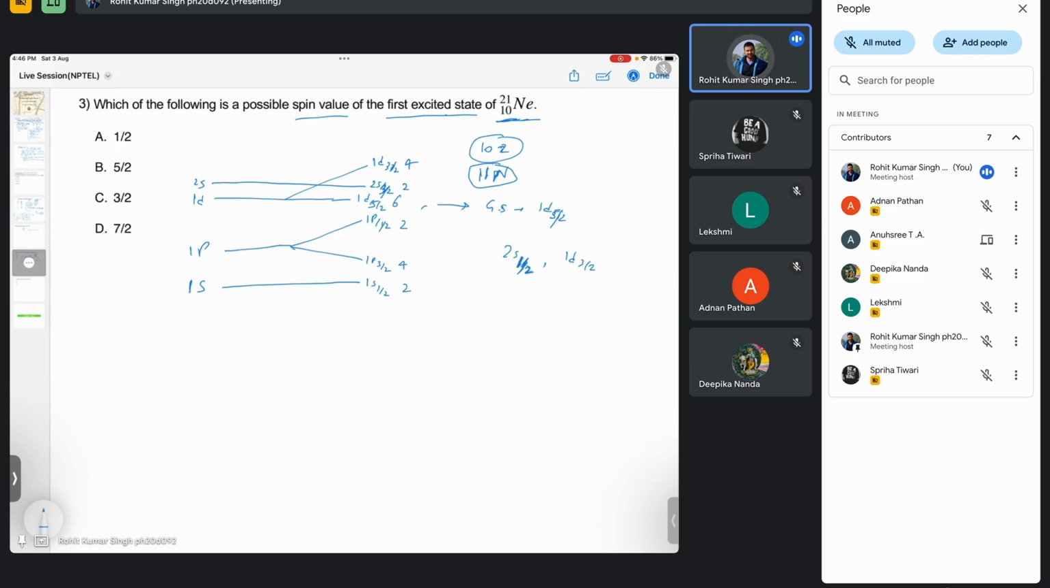I remember something interesting happens with this nucleus. I'm not sure if it is true that it will go to 2s 1 by 2. I think something more interesting will happen here. Do you guys know?